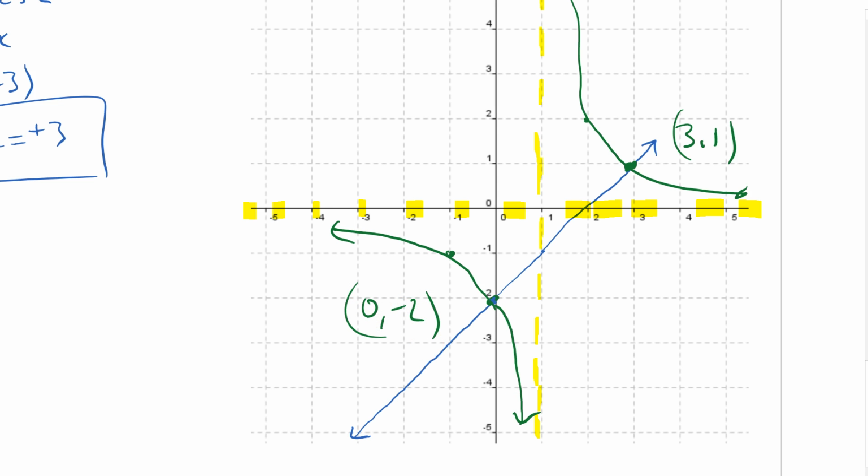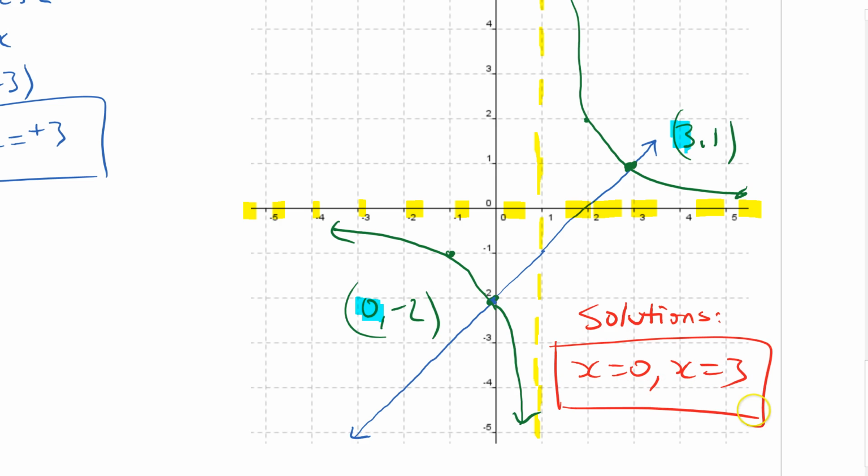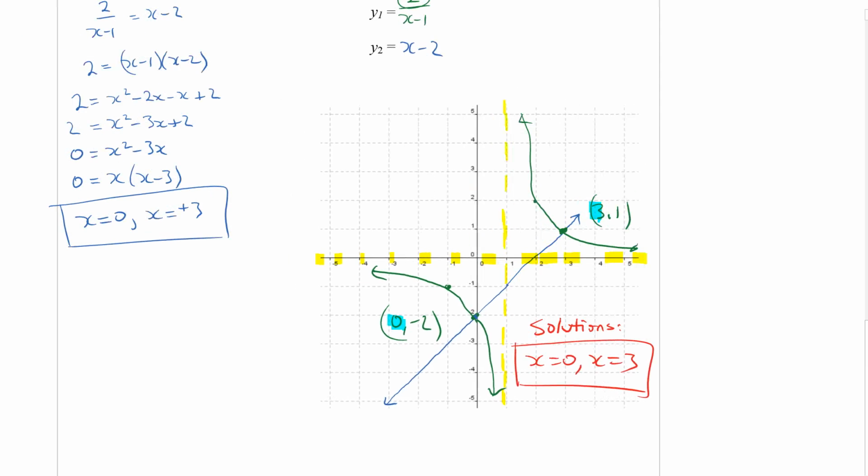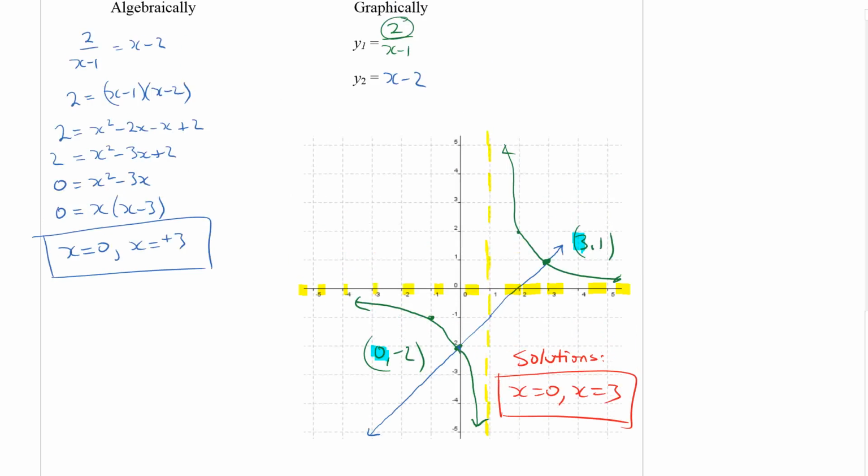So my solution is, once again, remember, it's not the points, it's the x value of the points. So my solution is this 0 and this 3 here. So I'll just write it out. Solutions: x equals 0 and x is equal to 3 is my answer. Okay, so I hope that is enough of a solution for you.